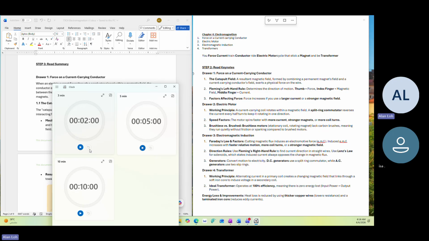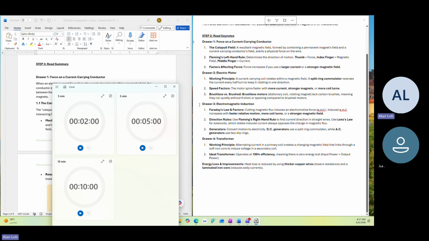Okay, time's up. Let's do drawer 3 and drawer 4 for 2 minutes.